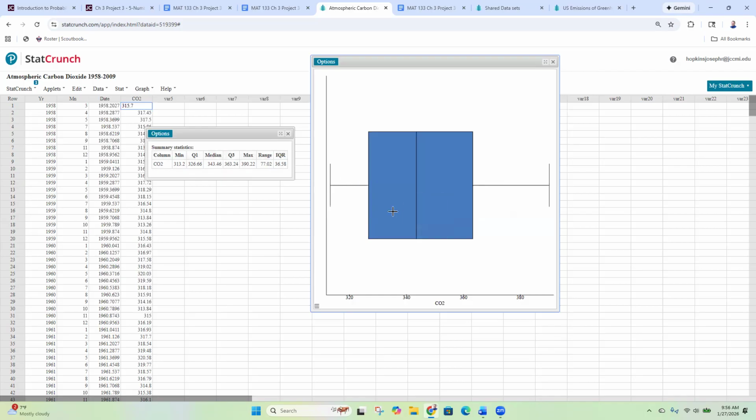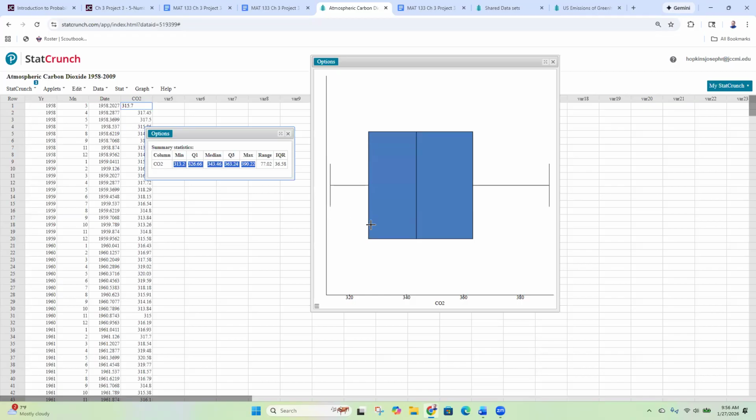So this box plot is measuring the five number summary, these five numbers. For me, my minimum was 313. This line right here represents 313. Here's my x-axis with my CO2, and so 313 is right around here. So this is the lowest number.